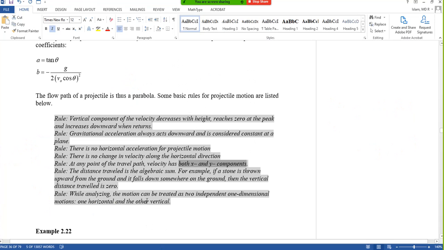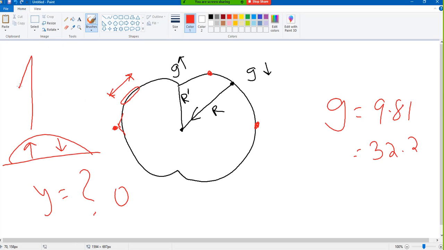Something else also. While analyzing, the motion can be treated as two independent one-dimensional motions. That means we can consider a motion in the x direction and a motion in the y direction individually, separately. You saw it when I derived the equation. I used only y, and when I derived the equation for range, I used only x. So you can consider the two motions separately, no problem. In fact, we do it every time.